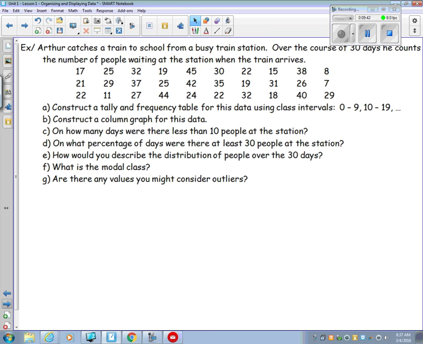Okay, we're going to try one now. Okay, last example for this first lesson here. We have Arthur here, catching a train to school from a busy train station. Over the course of 30 days, he counts the number of people waiting at a train station when he arrives.